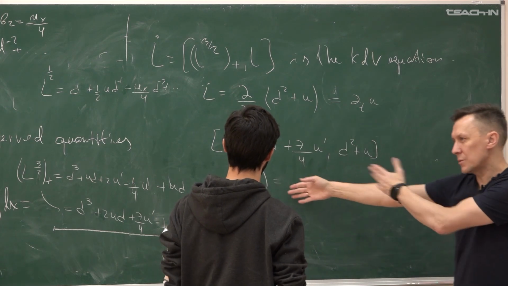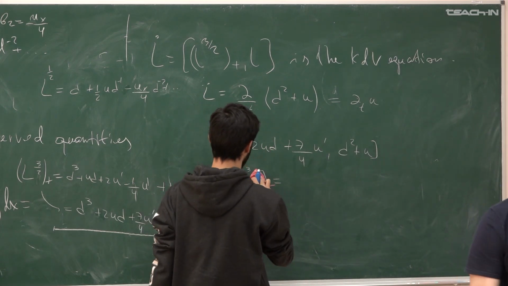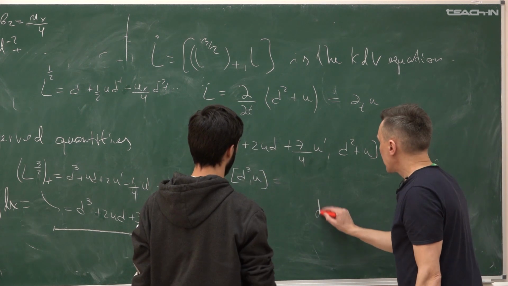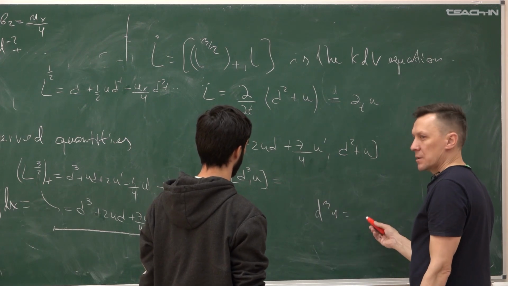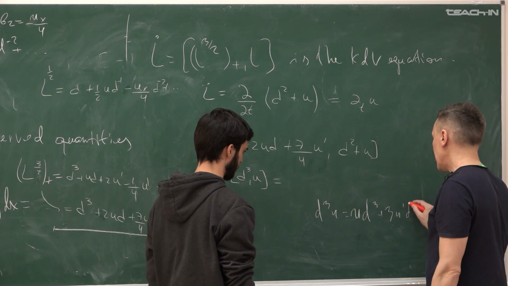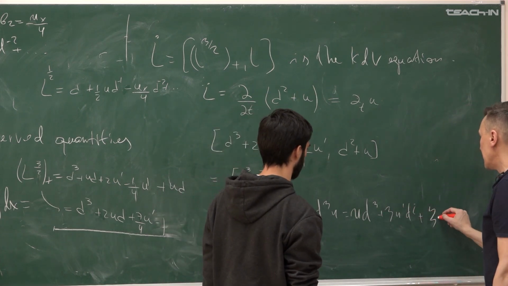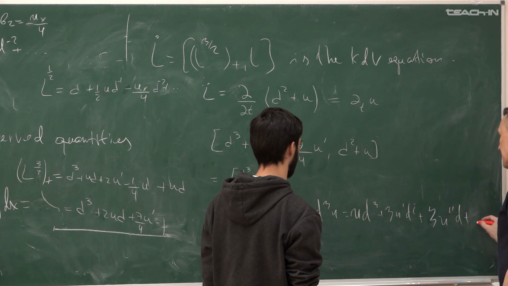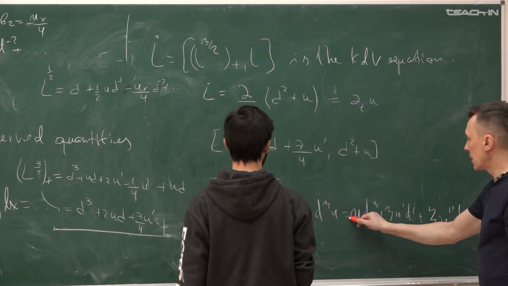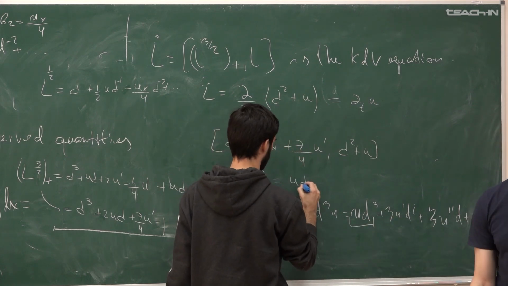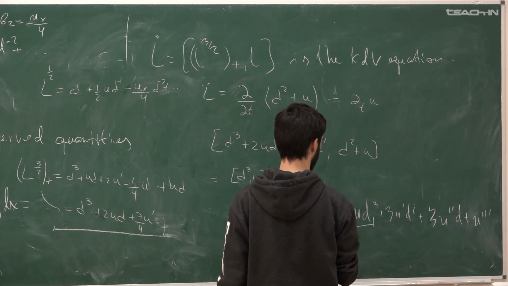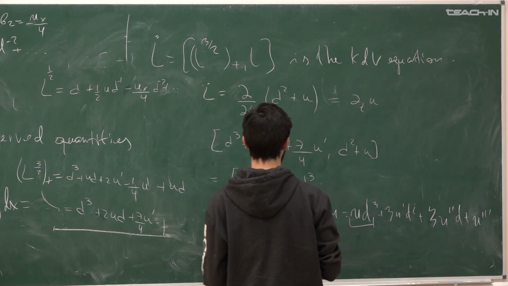What do you mean by three terms in the commutator? Because two of them cancel. It is equal to U D3 plus 3 U prime D2 plus 3 U2 prime D plus U. Okay? It's the same idea. And this disappears.